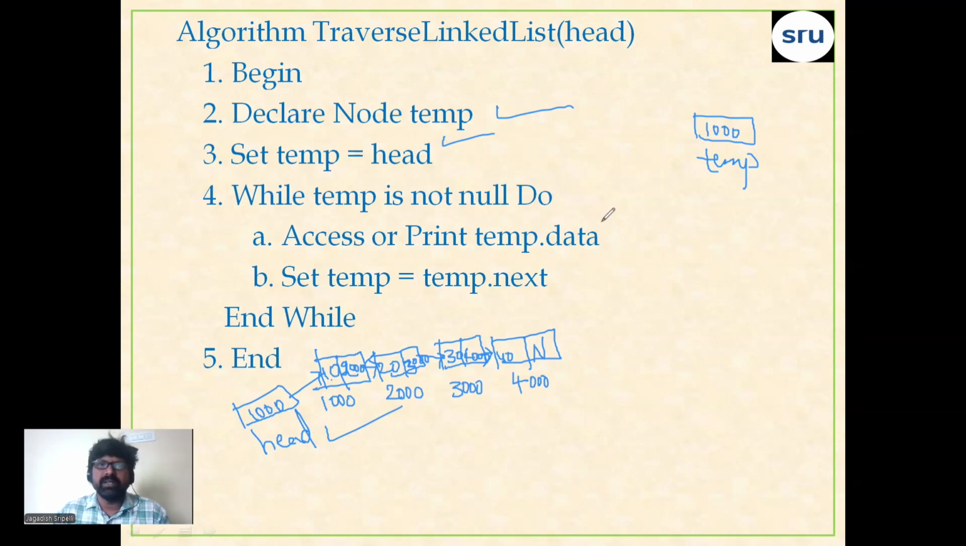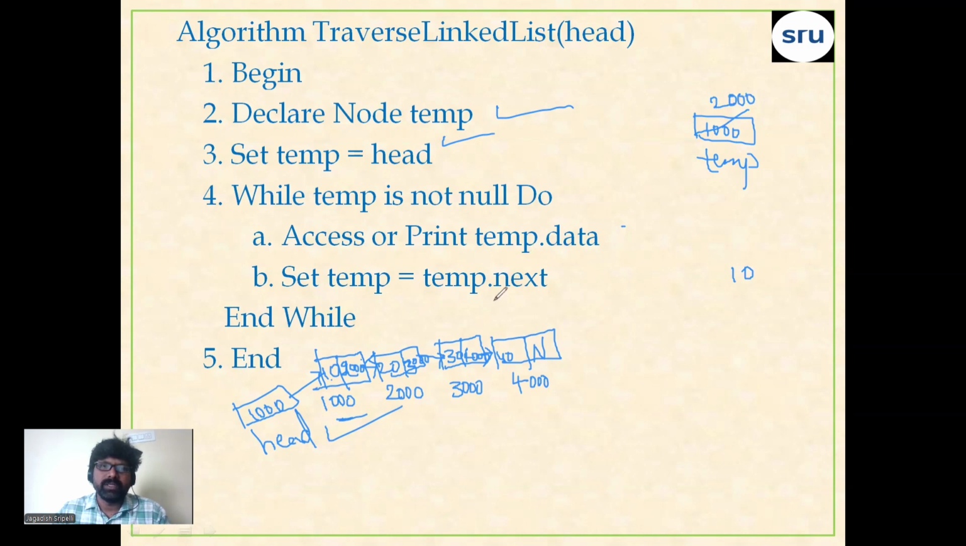Next, while temp is not null. Temp is not null, so what should we do? Print temp data. Temp is what actually? 1000. Is 1000 null? No, not null. So what is the data? 10. It is printed. So temp equals temp next. Temp next is what? 1000's next is 2000. So temp becomes 2000.